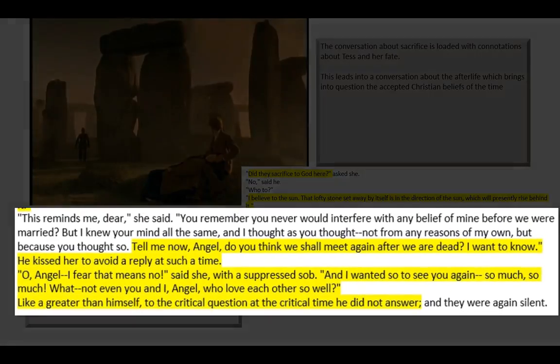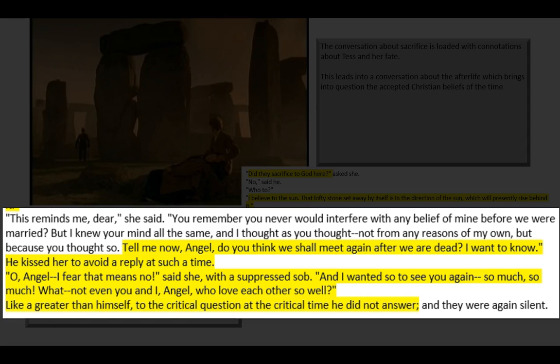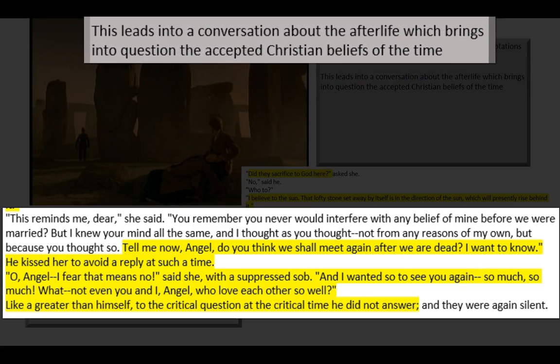That then leads into a longer conversation between Tess and Angel about the afterlife, because Tess, all the way through the novel, has been bound by the conventions and the rules of Christian patriarchal society that she lives in, and that has dictated her view of herself. So when she ended up becoming pregnant as a result of the assault by Alec d'Urberville, she felt that that was her fault. She felt that she was a ruined maid, that she was somehow to blame for that.